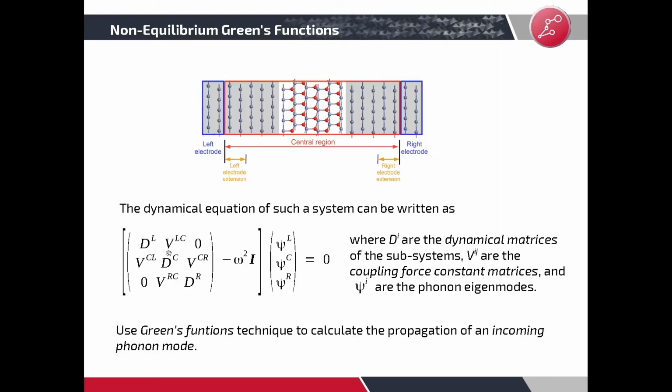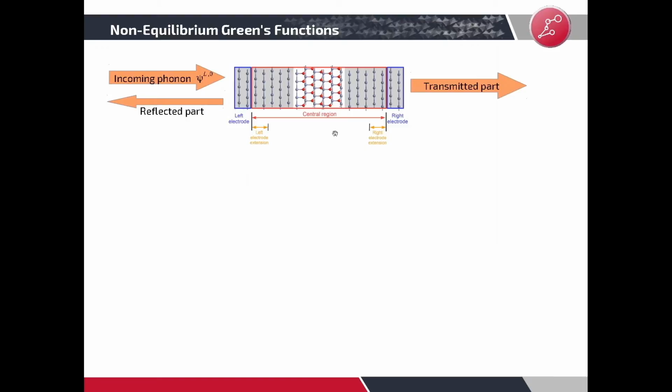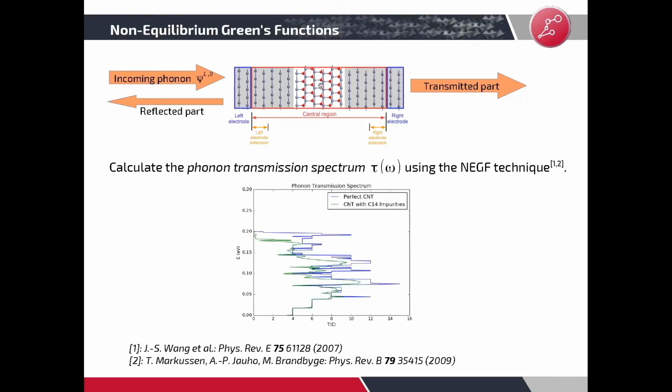I will not go into the mathematical details of the Green's functions formalism, but once we have calculated the Green's functions of this method, we can use them to, for example, calculate the propagation of an incoming phonon mode from the left electrode through the central region to the right electrode, and that we can use to calculate what fraction of an incoming phonon mode at a certain frequency is able to be transmitted through the central region and into the right electrode, and what fraction is reflected at the interface. And by doing that we can calculate the phonon transmission spectrum, which is basically the sum of the transmitted fractions of all phonon modes at a given frequency.